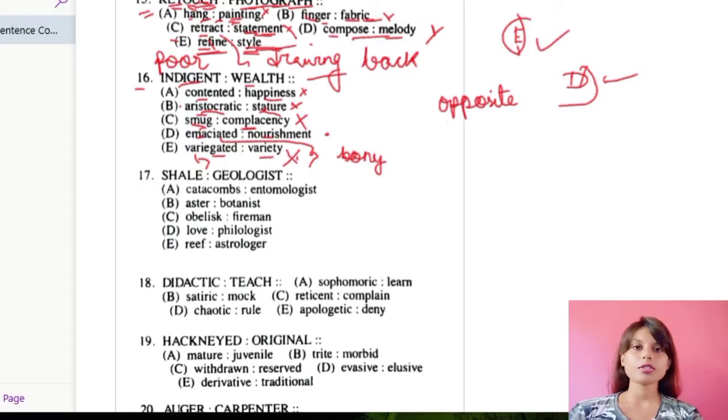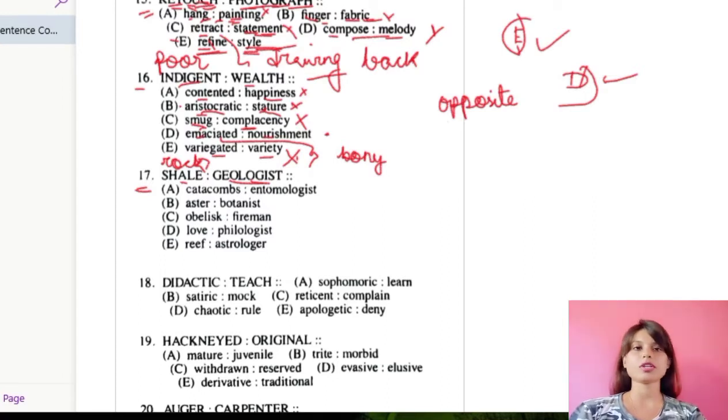Let us move over to question number 17. Shale and geologist. Now, shale means soft, finely stratified sedimentary rock. I'm writing down only rock. It's a kind of sedimentary rock. And who is a geologist? A geologist is an expert in or a student of geology who studies all these kind of rock formations and all. We need to find this kind of relation, just like shale and geologist, in the options below.